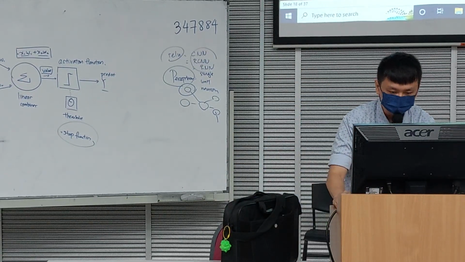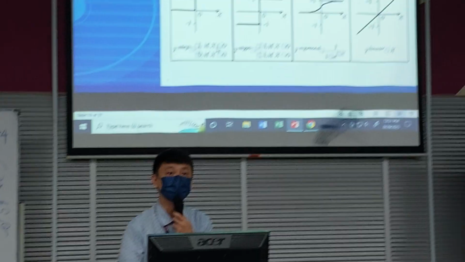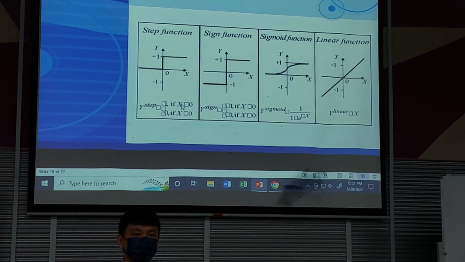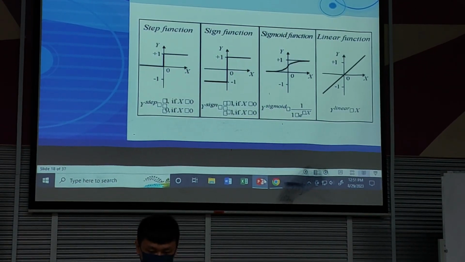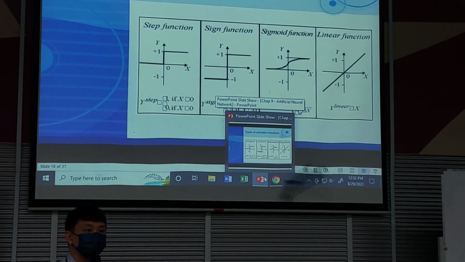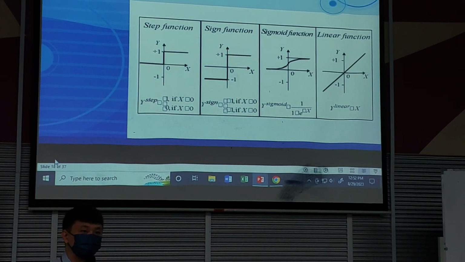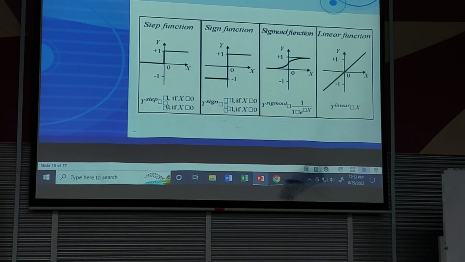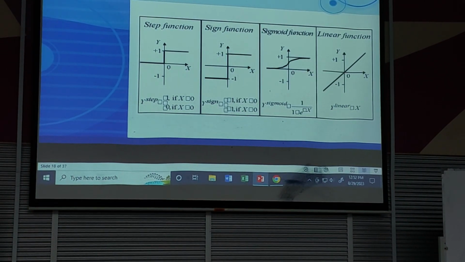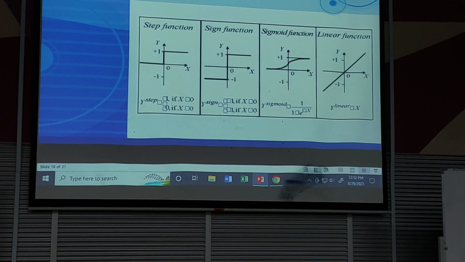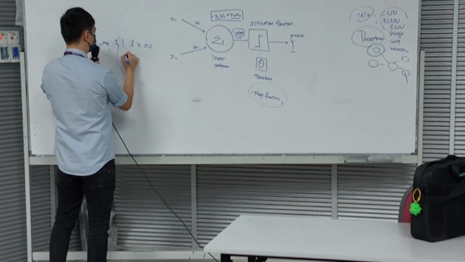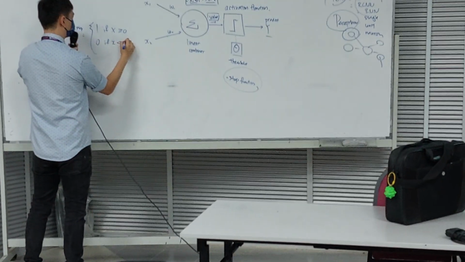Are you able to see this icon? Cannot also. Can. If you look at your slide, it should be something like this. Y step equals 1 if x is more than or equal to 0, 0 if x is less than 0. Correct?